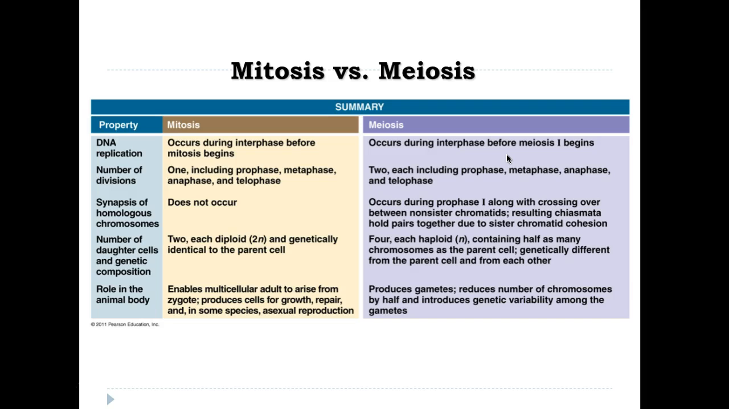So the role of mitosis in the animal body enables a multicellular adult to arise from a zygote, and produces cells for growth, repair, and in some species, asexual reproduction. But in meiosis, it's the production of gametes, which reduces the chromosome number by half and introduces genetic variability among the gametes.